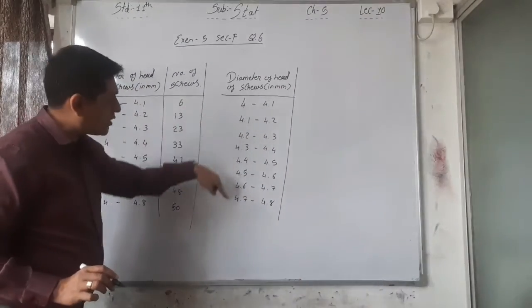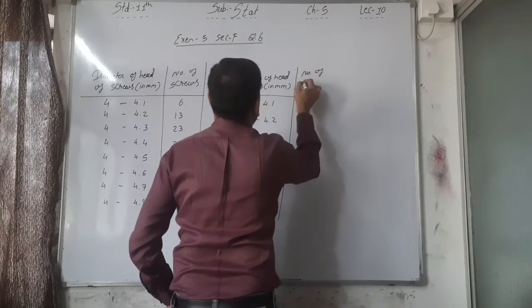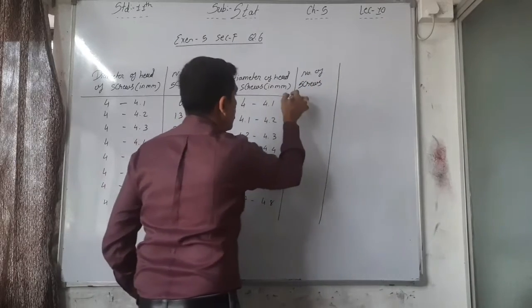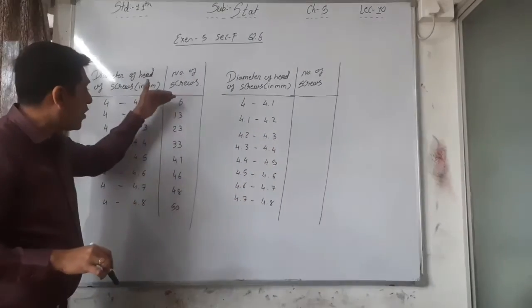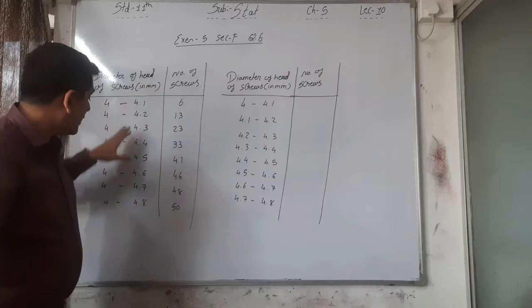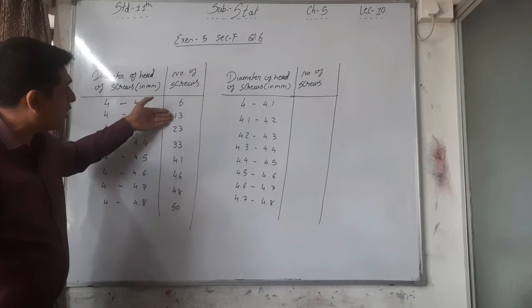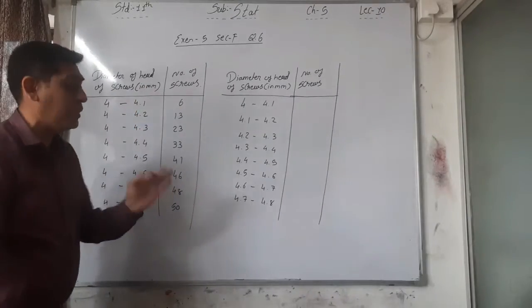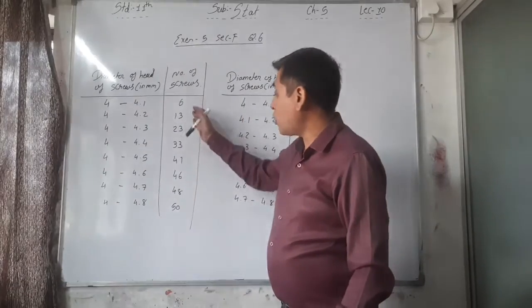And if these are the original classes, then this is not your frequency. The number of screws is also a less than or more than type, but you have to find the original frequency. You can tell by seeing this that it is not an original frequency: 6, then 13, then 23, then 33. The frequency is increasing, and whenever the frequency keeps increasing, it is not a frequency, it's a cumulative frequency.